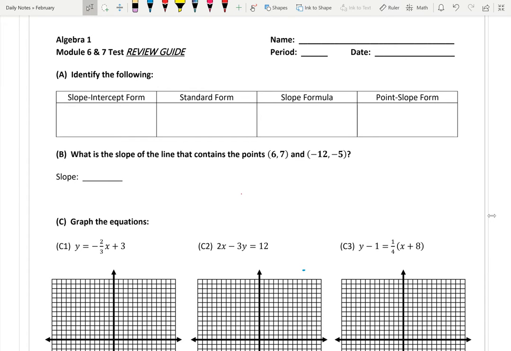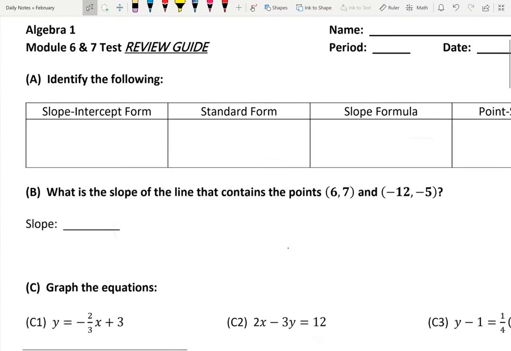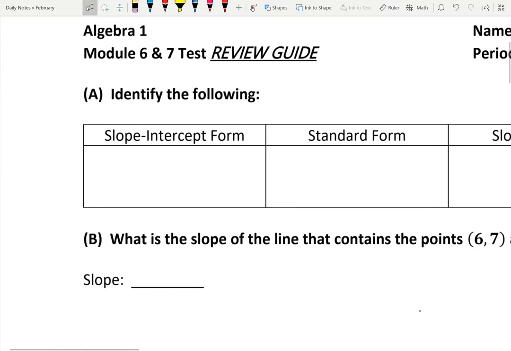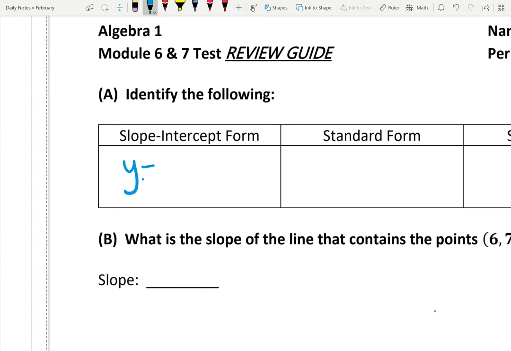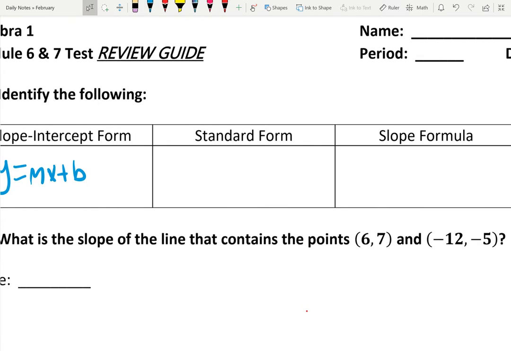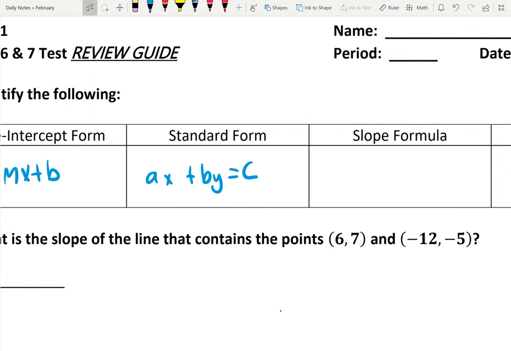On the test, you're going to have to do these 4 formulas. So write down the general formula. So this is, again, just one of those, did you memorize it? So let's start with slope-intercept form. Slope-intercept form is just simply y = mx + b. Standard form is ax + by = c.